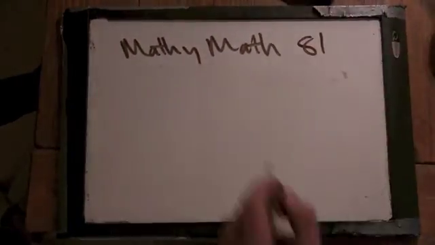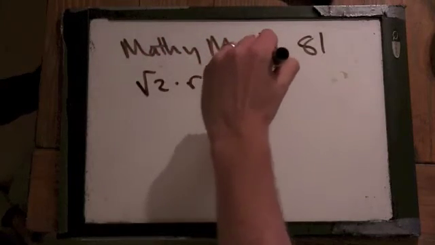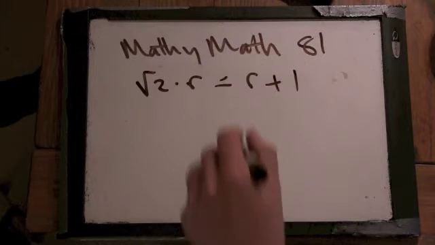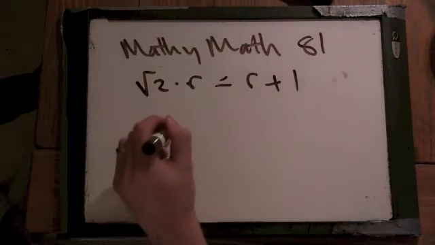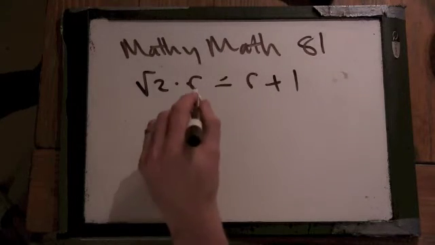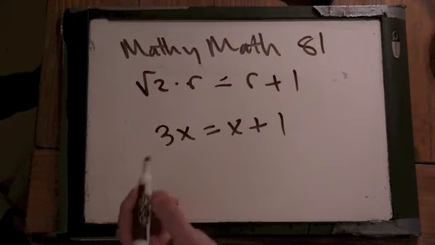So we had root 2 times r was, what was it, r plus 1? Yeah. Okay. And you squared things and then used the quadratic formula. How would you solve this equation? And I'll use x's. 3x equals x plus 1. How would you solve that?